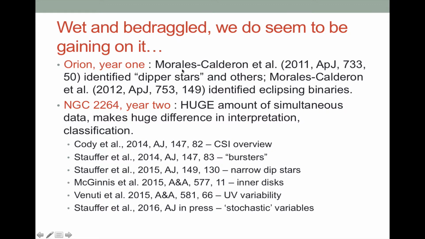We had a couple of papers that came out of the original big Orion maps. The NGC 2264 campaign I alluded to earlier. I'm going to have more slides on it in a second, but the really key thing here is that we have a huge amount of simultaneous data, space-based, ground-based. It's made a huge difference in the way that we can interpret the light curves. And so there's a whole bunch of papers on that, including one that was just recently accepted.